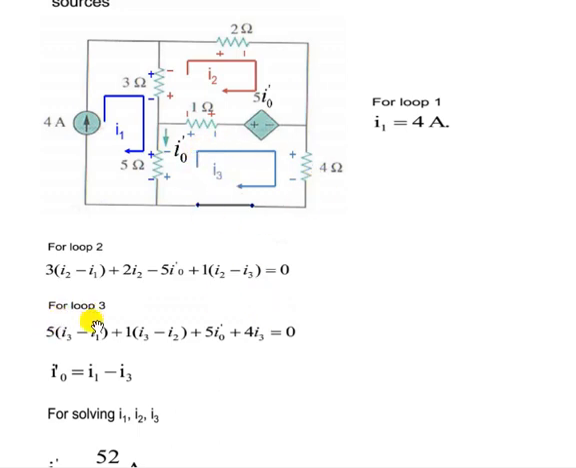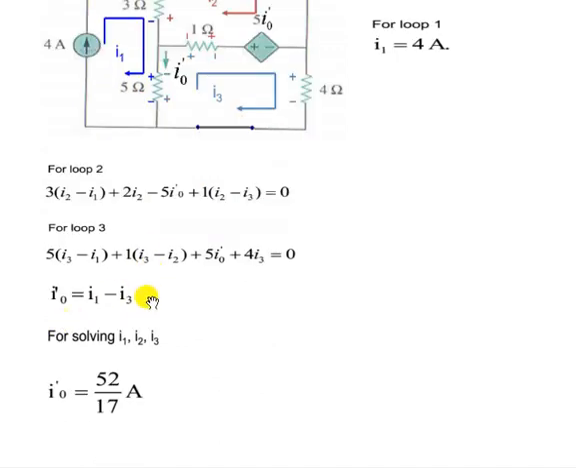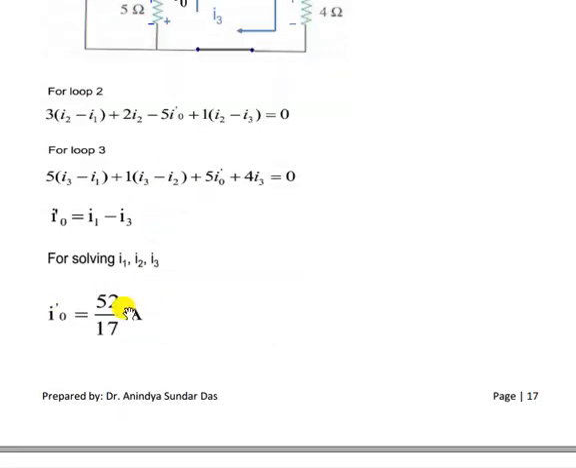0. Now for loop 3 we can write plus 5 I3 minus I1 plus 1 I3 minus I2. Now it encountered plus sign first, so plus 5 I0 prime plus 4 I3, and I0 prime is nothing but I1 minus I3, because I0 prime is going downward, I1 also downward, but I3 going upward. Now we can solve this equation and we can get I0 prime.